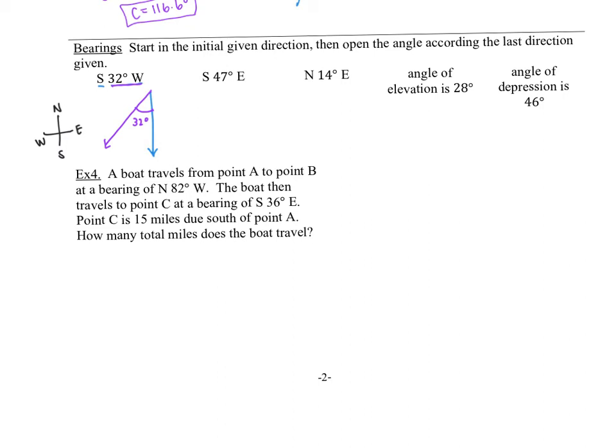Again, it starts in the south direction, so south. Then it opens 47 degrees to the east. So from the south line, 47 degrees, the east would be over here, and this is the angle they're trying to make you create. Let me keep going. North. Initially, I'm going north. From the north line, I'm going 14 degrees to the east. So I'm going this way.